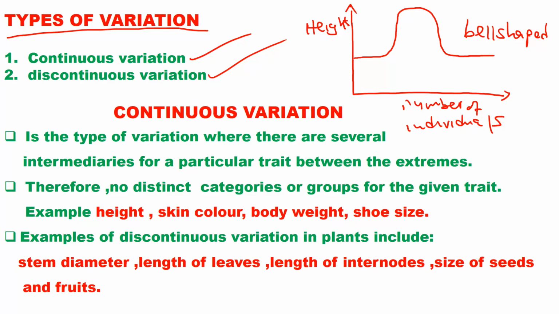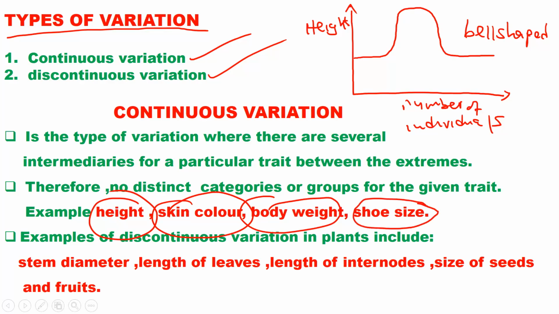Now, what are the characteristics or traits that show continuous variation? Height, skin color, you have the brown, the dark, and all that. Then body weight, you have the thin, the thick, and so a lot of them, as well as shoe size. In other words, these characteristics, you cannot just exist specifically as this skin color. We do not all have, let's say, brown. No, we are different. So that is what it means.